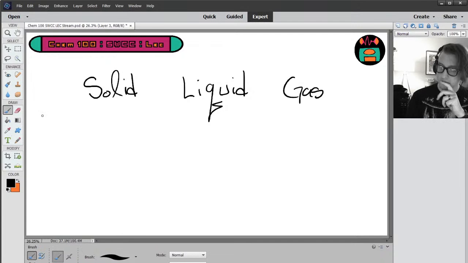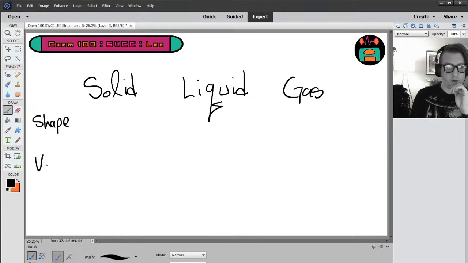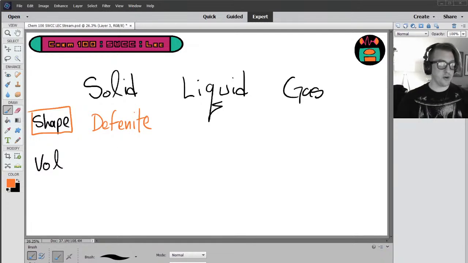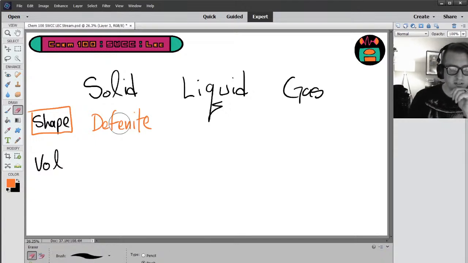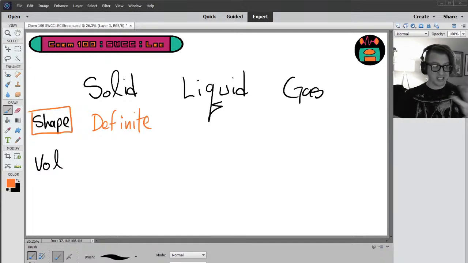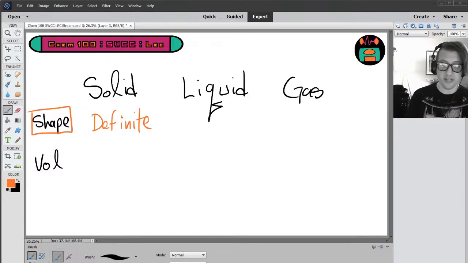But just to put it down formally, we can talk about each phase with respect to its shape and the volume or space that it occupies. If we're talking about shape, we say that solids have a definite shape, right? The shape doesn't change. A rock is a rock, and it doesn't morph into something else unless it gets melted into lava, molten rock, and then it's in a different phase. So solids have a definite shape.